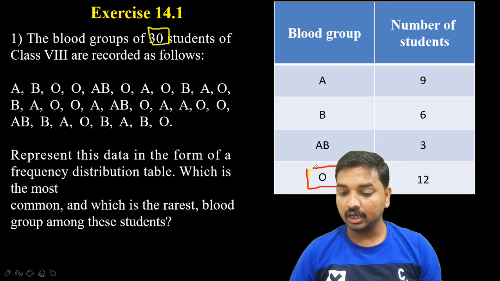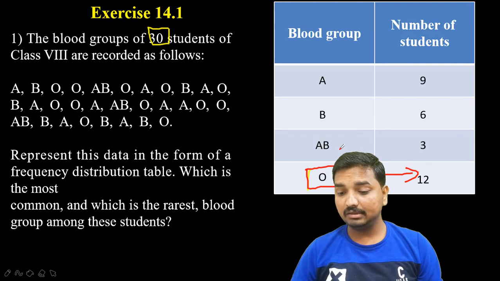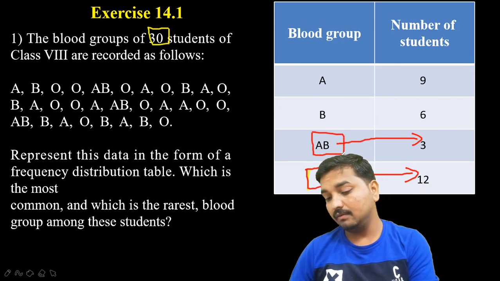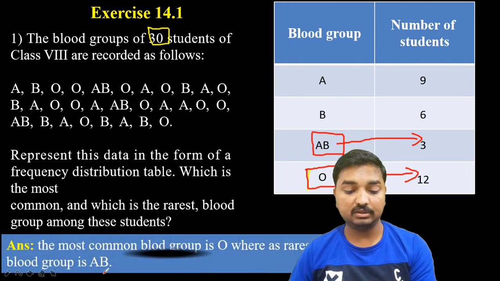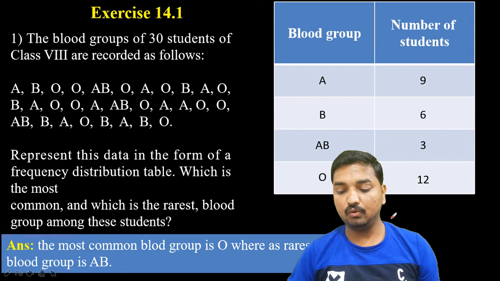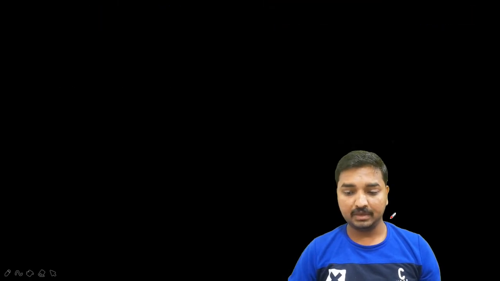Okay, because it appears in how many students? 12 students. So that's why this is most common. Rarest means blood group AB is rarest, because only 3 students have blood group AB. That's why AB will become rarest, and you need to write the solution like this. Okay, so the most common blood group is O, whereas the rarest blood group is AB. And this completes the solution of 14.2, question number 1, and I will move on to the next question.